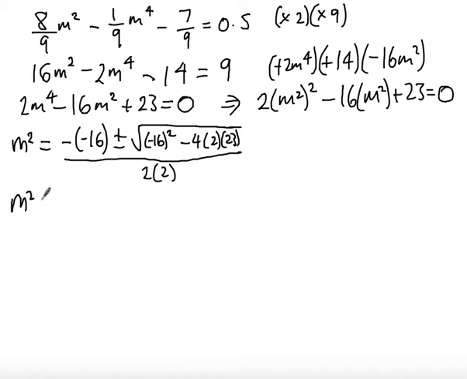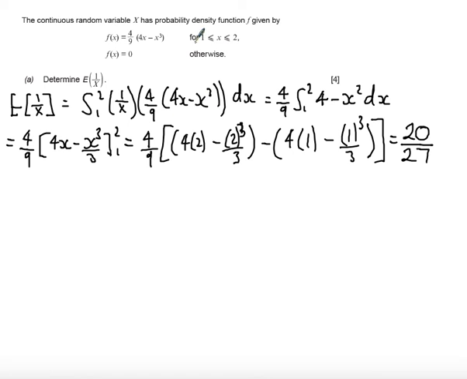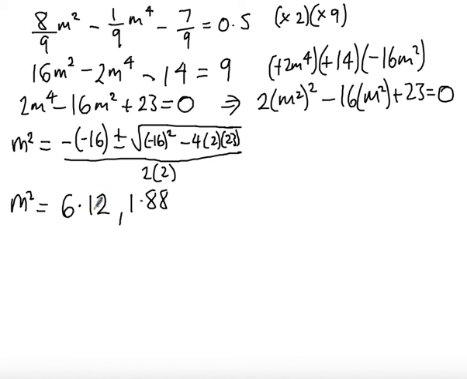Now there's no need to show any more working than that. If I put this into my calculator carefully and evaluate this, I get two solutions. One is 6.12 and the other is 1.88. Only one of these solutions is going to be valid. Going back to the definition of our function, it's valid between 1 and 2 only. The square root of 6.12 is going to be greater than 2, so I can ignore that. The square root of 1.88 comes out as 1.37 to 2 decimal places.